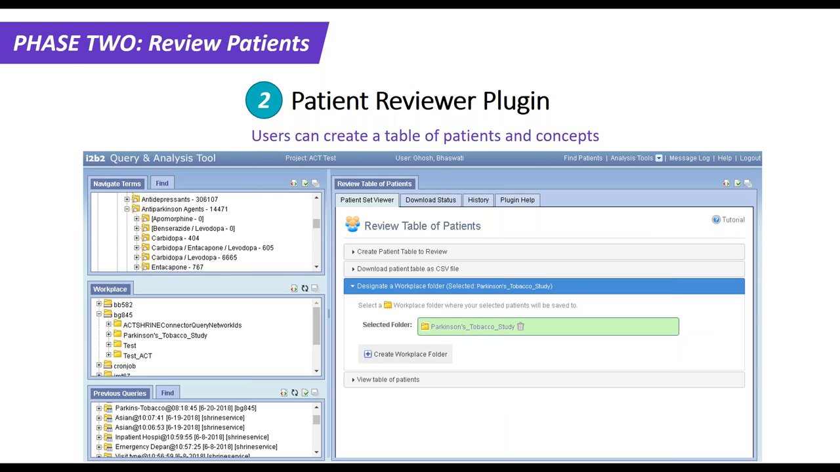And this is the workplace again. Under my workplace folder, I created this Parkinson tobacco study just for this example. So if you are working with a clinical trial, you will go ahead and create a workplace folder for yourself and just drag it there. And that's done, it's selected. And when you select some patients, they will be saved right inside that folder.